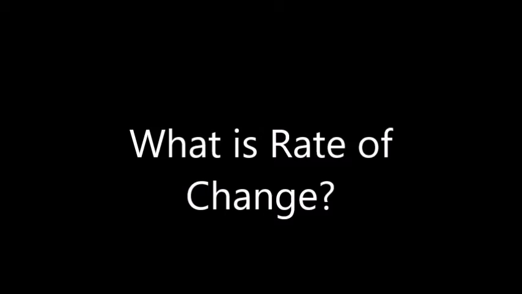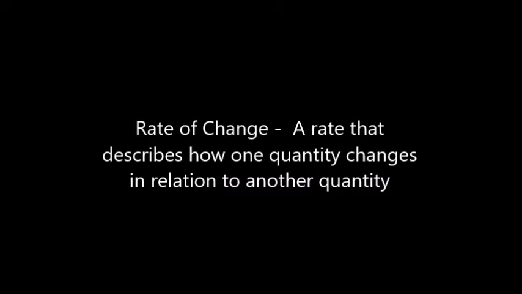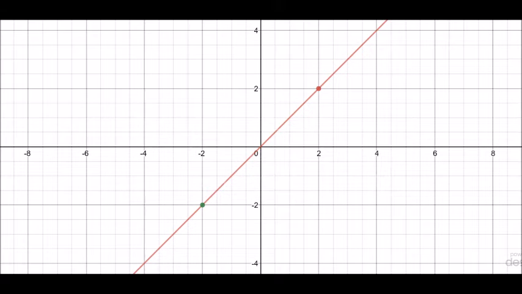Before we talk about IROC, we must first understand what the rate of change is. Rate of change is defined as a rate that describes how one quantity changes in relation to another quantity. When the rate of change of a relationship is constant, any segment of its graph has the same steepness. The constant rate of change is called the slope of the line. In grade 10, the whole curriculum was centered around the equation y = mx + b, and m was calculated by the equation (y2 - y1) / (x2 - x1). This is the same equation used for calculating rate of change.